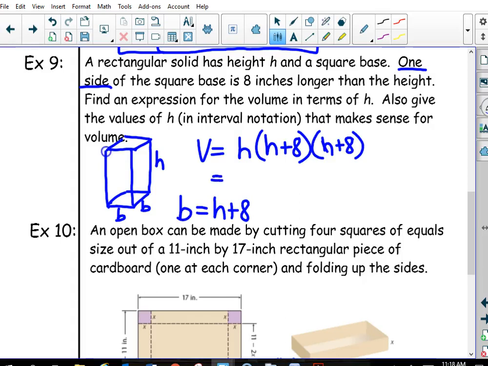I believe you can just enter it. You don't have to simplify it. So you can just enter it as h times (h plus 8) squared. That, to me, seems like the least amount of typing.